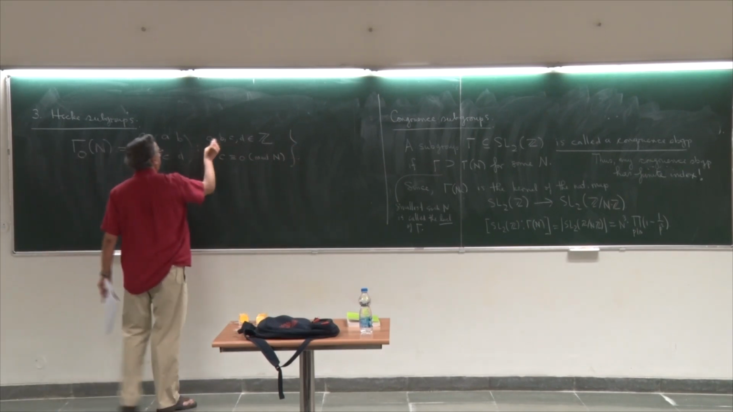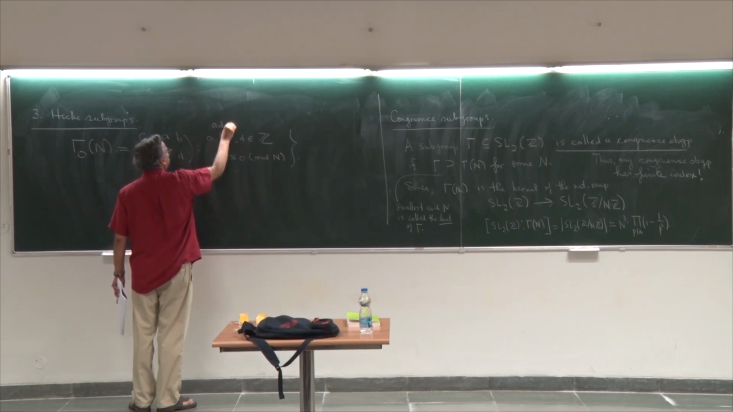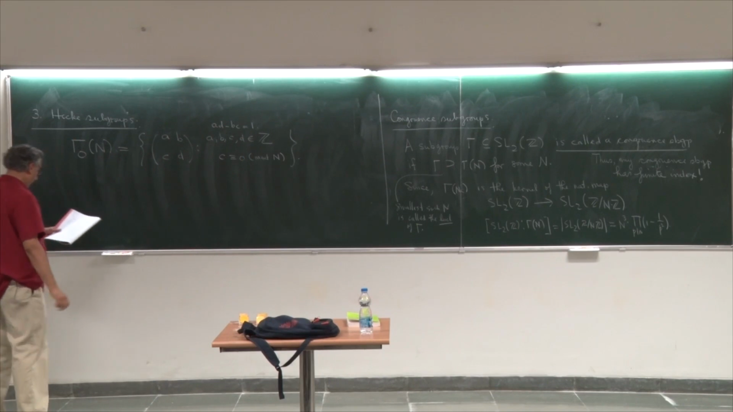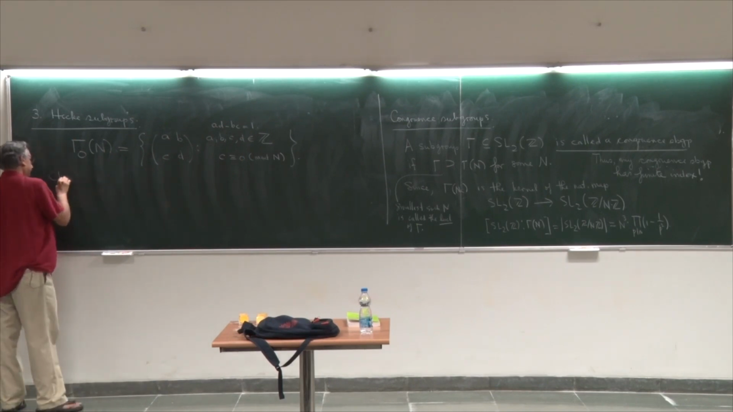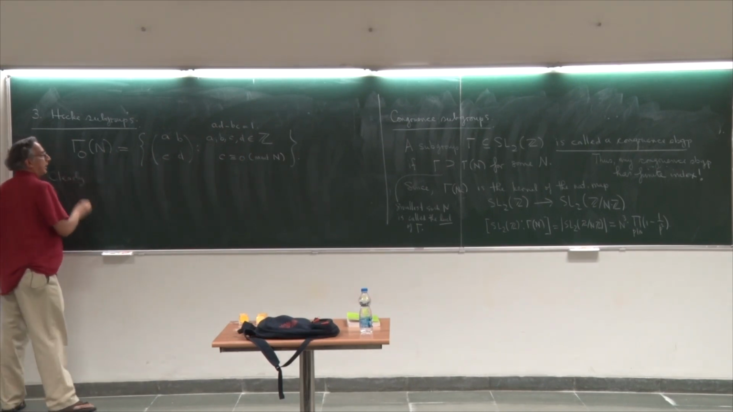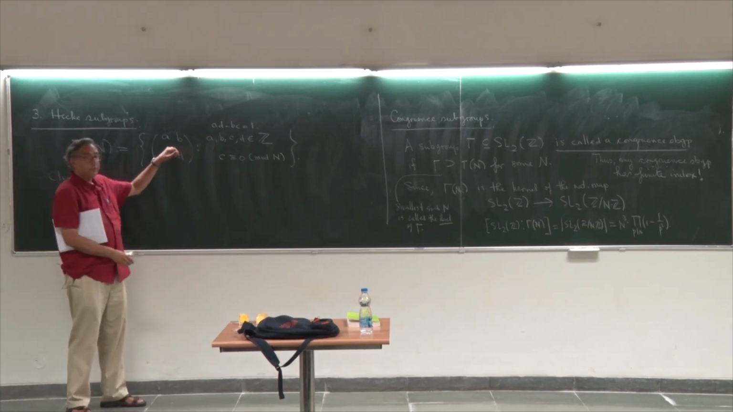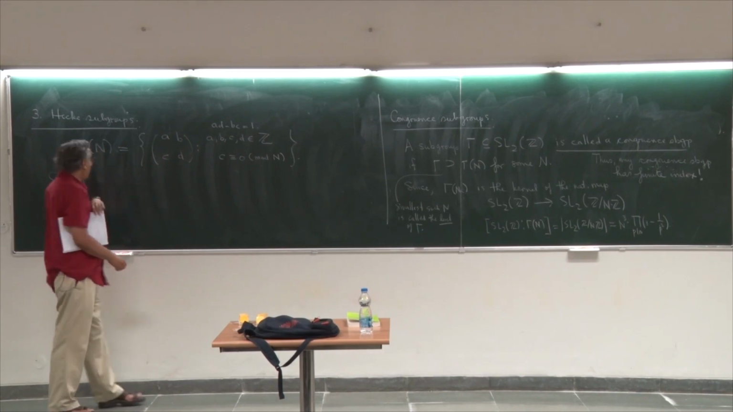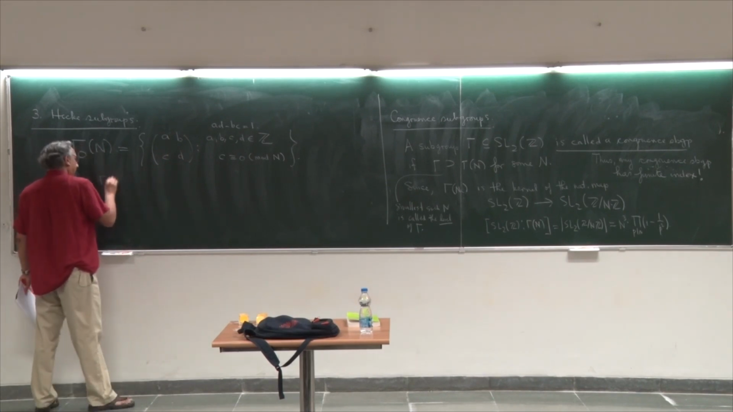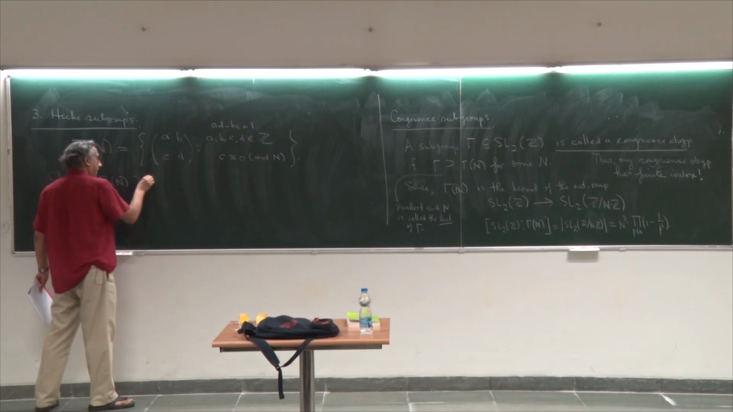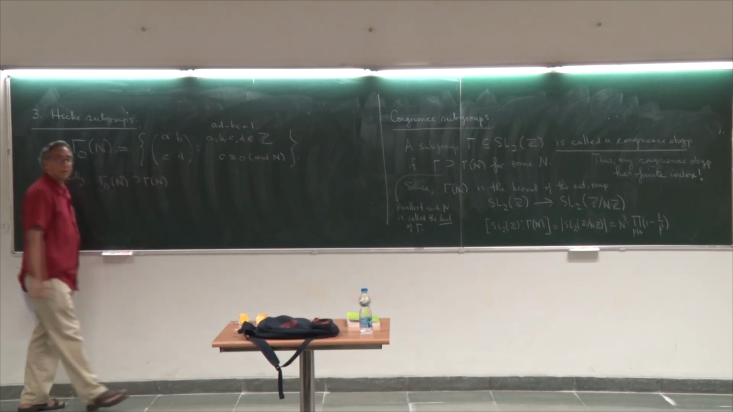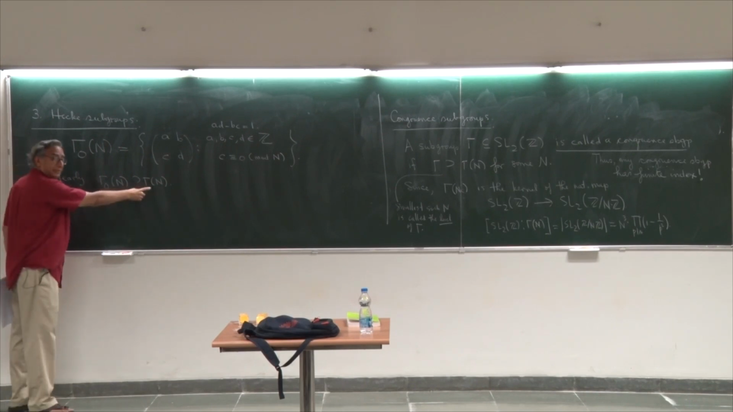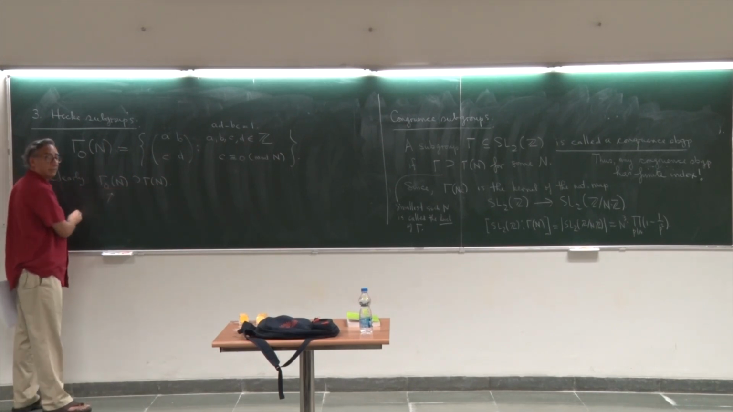Same in SL2C, of course, AD minus BC. So this is a group. Clearly, all matrices which are congruent to the identity are sitting here, right? Therefore, gamma naught of n contains gamma of n, right? Therefore, this is a congruent subgroup because it contains this. So this is another example of a congruent subgroup.